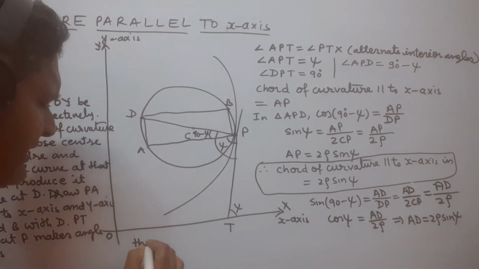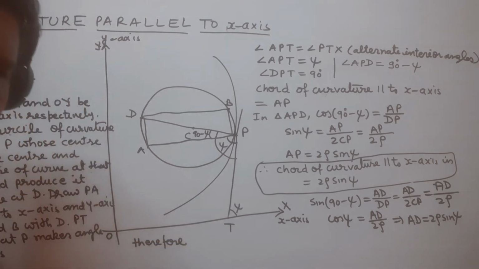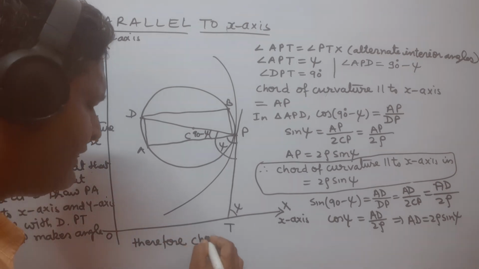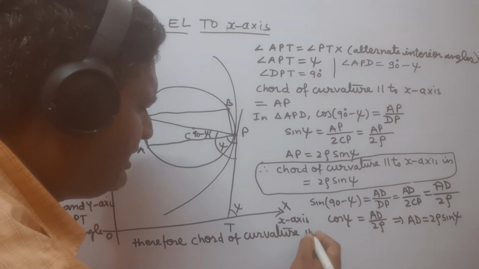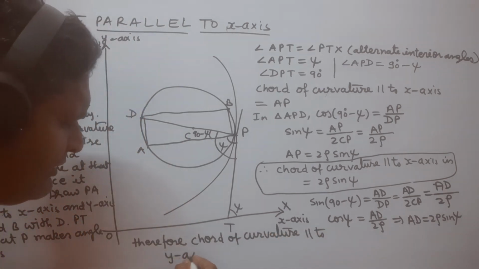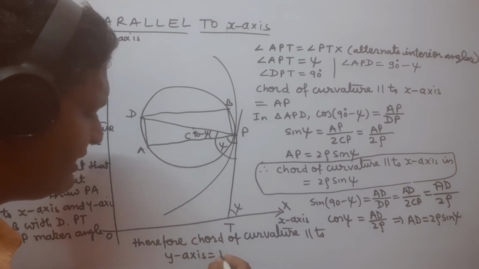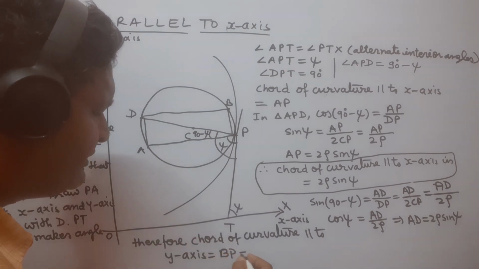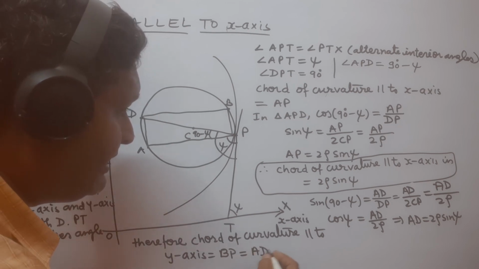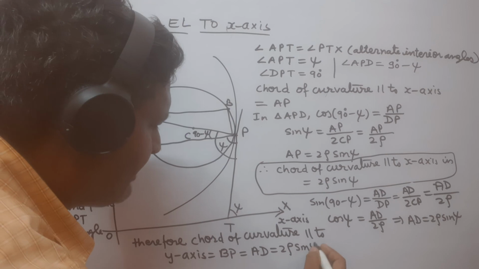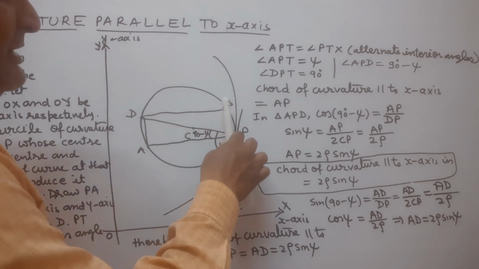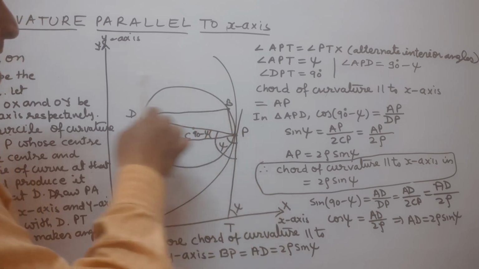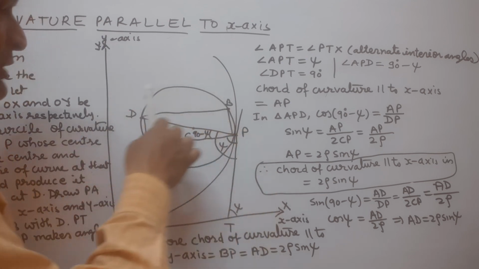Therefore the chord of curvature parallel to y-axis is equal to, we can see in the figure, BP, which is equal to AD, and AD is 2 rho cos psi. So this is the chord of curvature parallel to y-axis. You can see in this circle of curvature that BP is the chord of curvature parallel to y-axis, and BP is equal to AD.